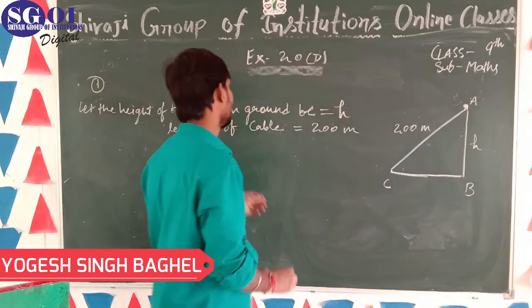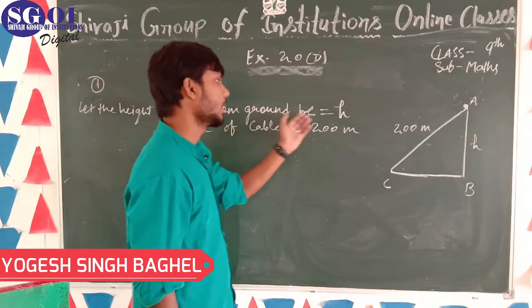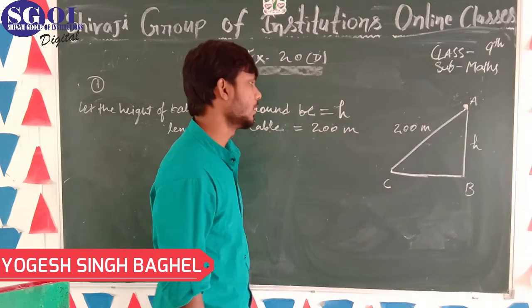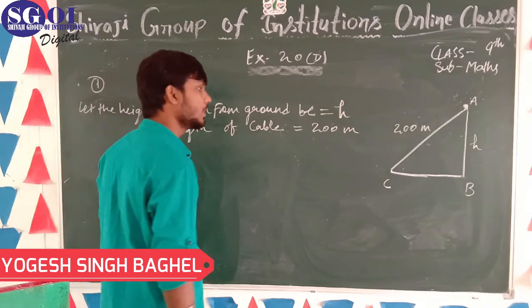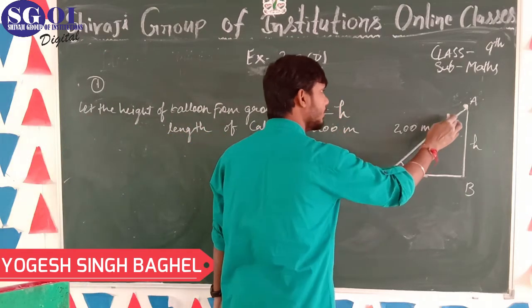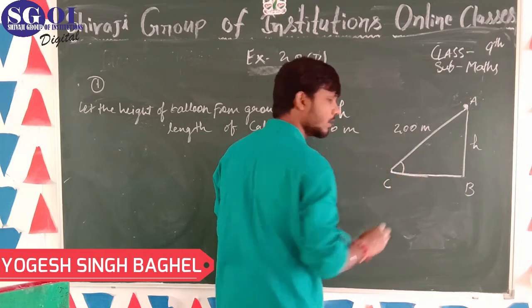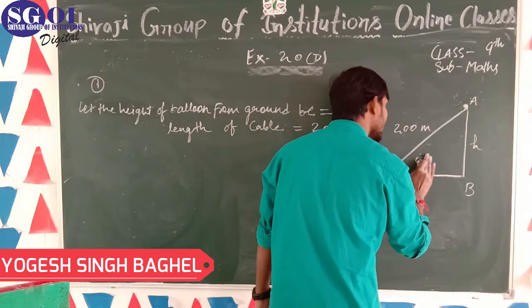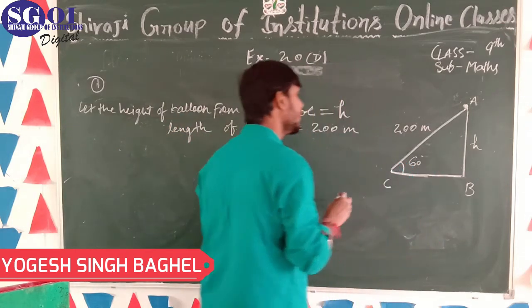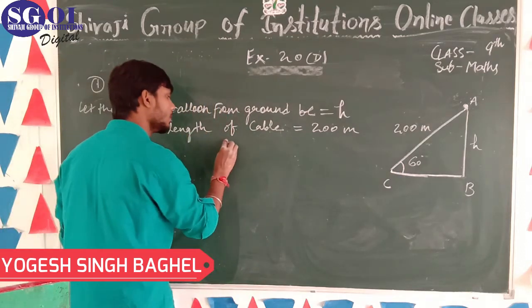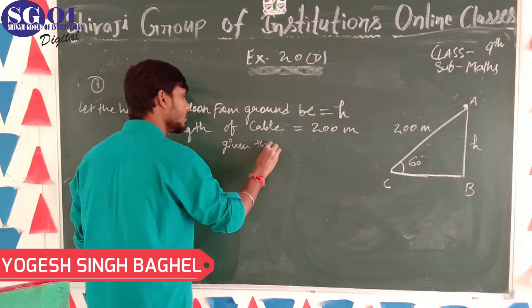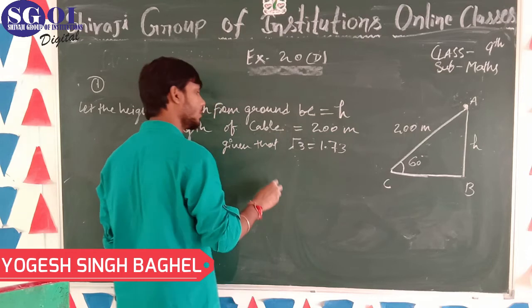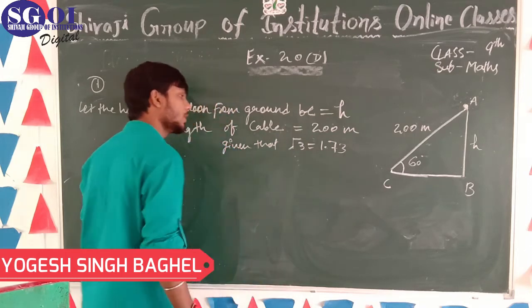Let the height of the balloon from the ground be h. The length of the cable is 200 meters, and the angle formed by the cable with the ground is 60 degrees. It is given that we have to take the value of root 3 as 1.73.